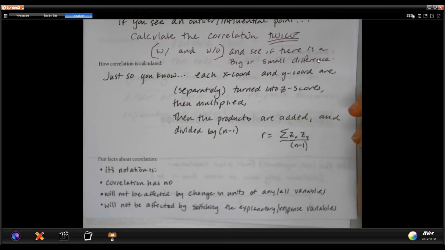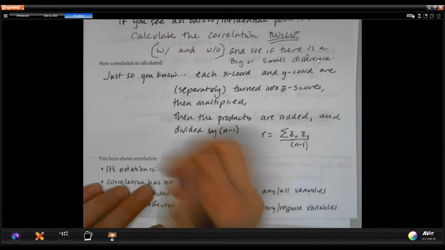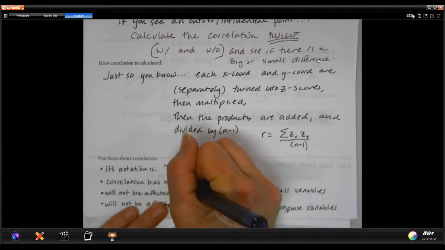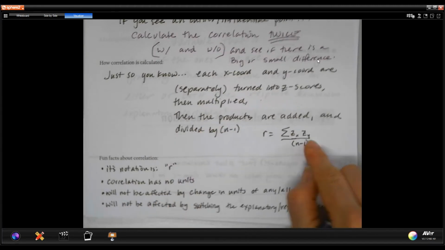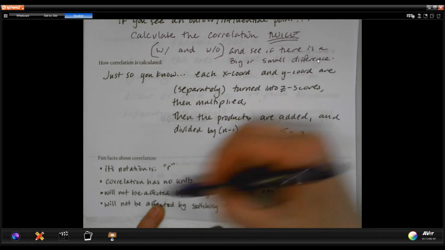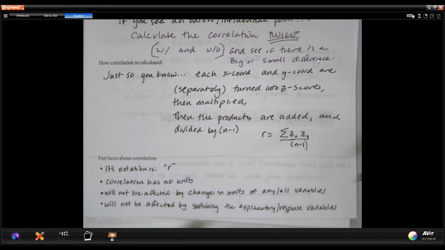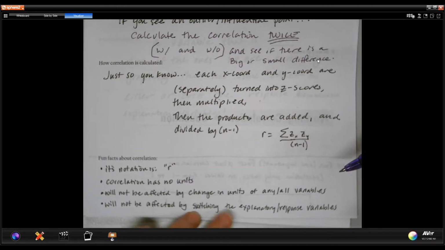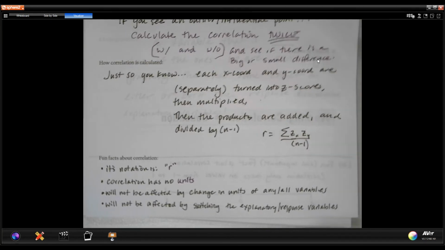Things you do need to know about correlation. Its notation is, just like it says here, a lowercase r. There are no units. Why? Because it's calculated from those z-scores, and when you standardize, you get rid of those units, remember? So it will not be affected by a change in units of any or all of the variables. So if you change one of your variables from feet to meters, it's not going to change the correlation. And it will not be affected by switching the explanatory or response variables, like we saw in the height and the weight situation. Doesn't matter.